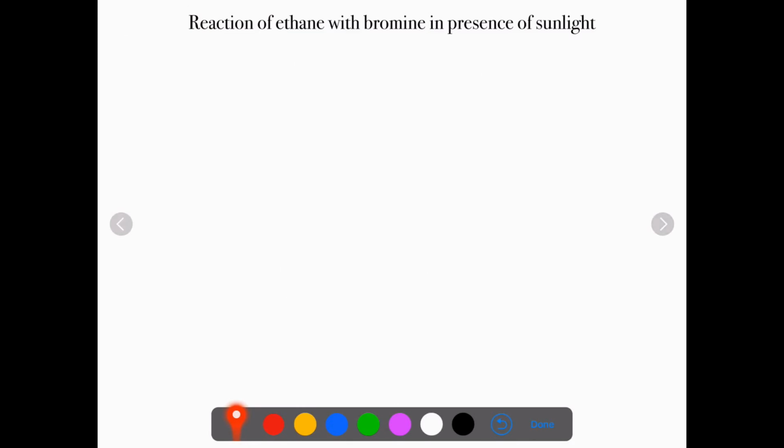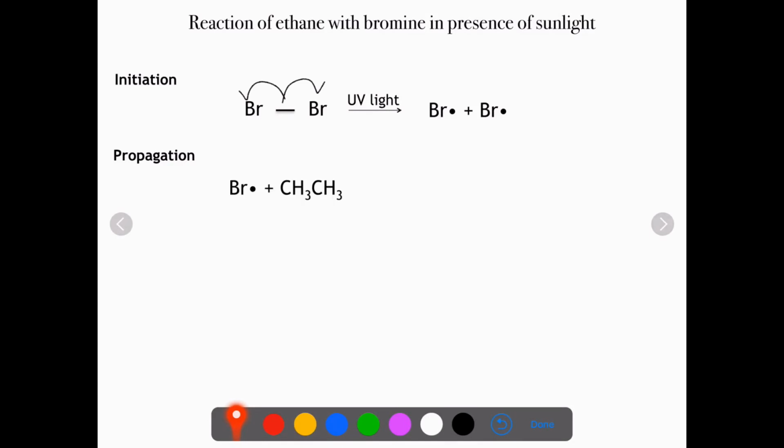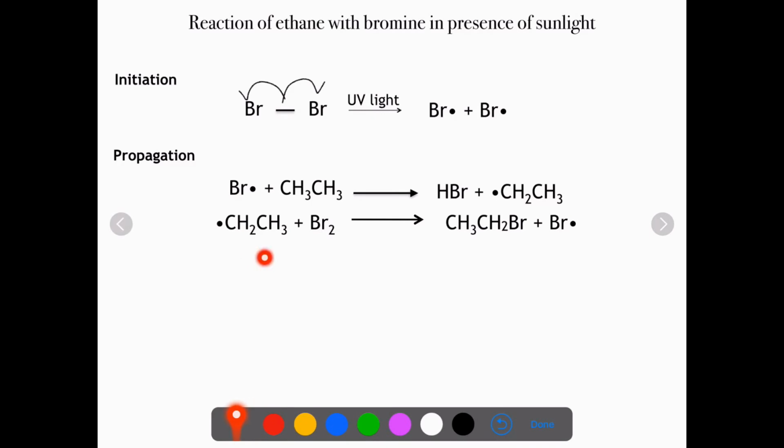Another example, reaction of ethane with bromine in sunlight. This reaction will produce a major product of 1-bromoethane and hydrogen bromide. So let's get into the first step, initiation. In the presence of sunlight, bromine will undergo homolytic fission to form bromine radical. In propagation step, the bromine radical will attack ethane to form hydrogen bromide and ethyl radical. This ethyl radical will attack bromine molecule to form the product 1-bromoethane and bromine radical.